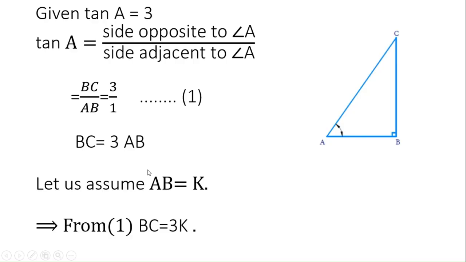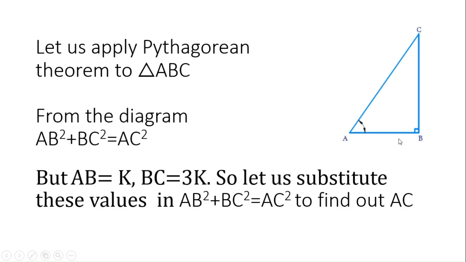Okay, so from 1, what we can write? BC is equal to 3 into AB. So BC becomes 3K. Okay, right? So here we have AB as K and BC as 3K. Okay, now let us find out AC. AC is nothing but the hypotenuse because it is just opposite to the right angle B. Okay, so we are finding out AC, the hypotenuse, by using Pythagoras theorem.